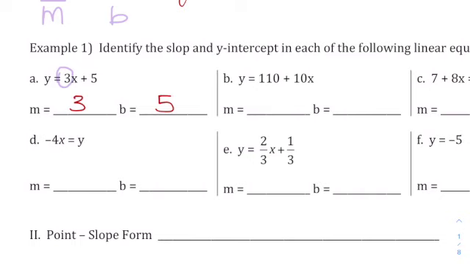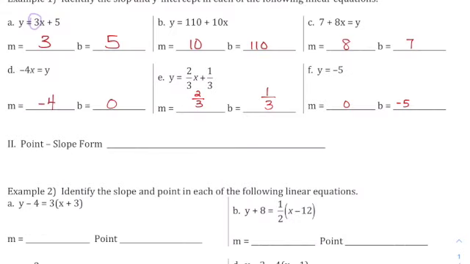It has to be y equals mx plus b. Y has to be on one side. So now pause the video, try to finish example 1 and check back with your answers. Only thing I want to mention is the letter F tells you y equals negative 5.